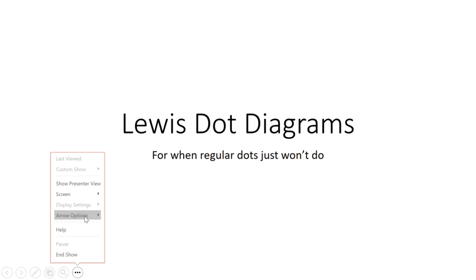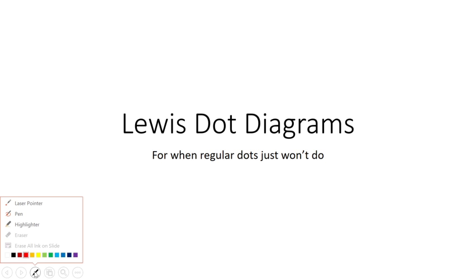Okay, so today what we're gonna do is talk about some Lewis dot diagrams, which is basically how we draw molecules. So we can start talking about molecular shape, molecular structure. So here we go.